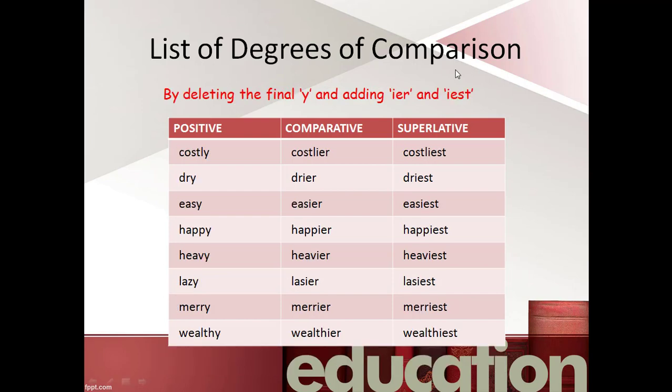Here you can see the degrees of comparison formed by deleting the final y and adding ier and iest. For example, costly. Costly ends with y, and to make the comparative degree of the word, the y changes to i and we add er. And in the superlative, as usual, costliest: the y changes to i and we add est. And others like dry, drier, driest, easy, easier, easiest, happy, happier, happiest, and so on.